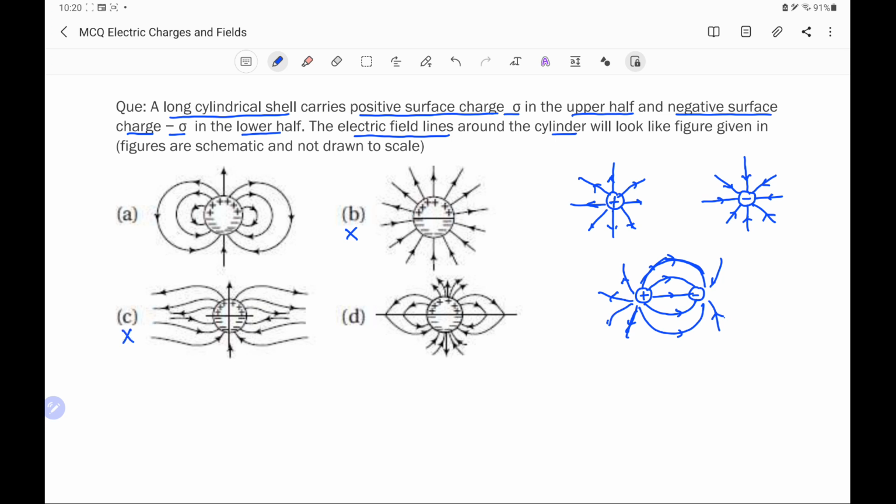Similarly, C is also incorrect. Also, field line cannot form the corners as shown in the figure D. So D is also wrong. Hence, option A is the correct option. Here we have used the property that electric field lines cannot form the corner as shown in the figure D.